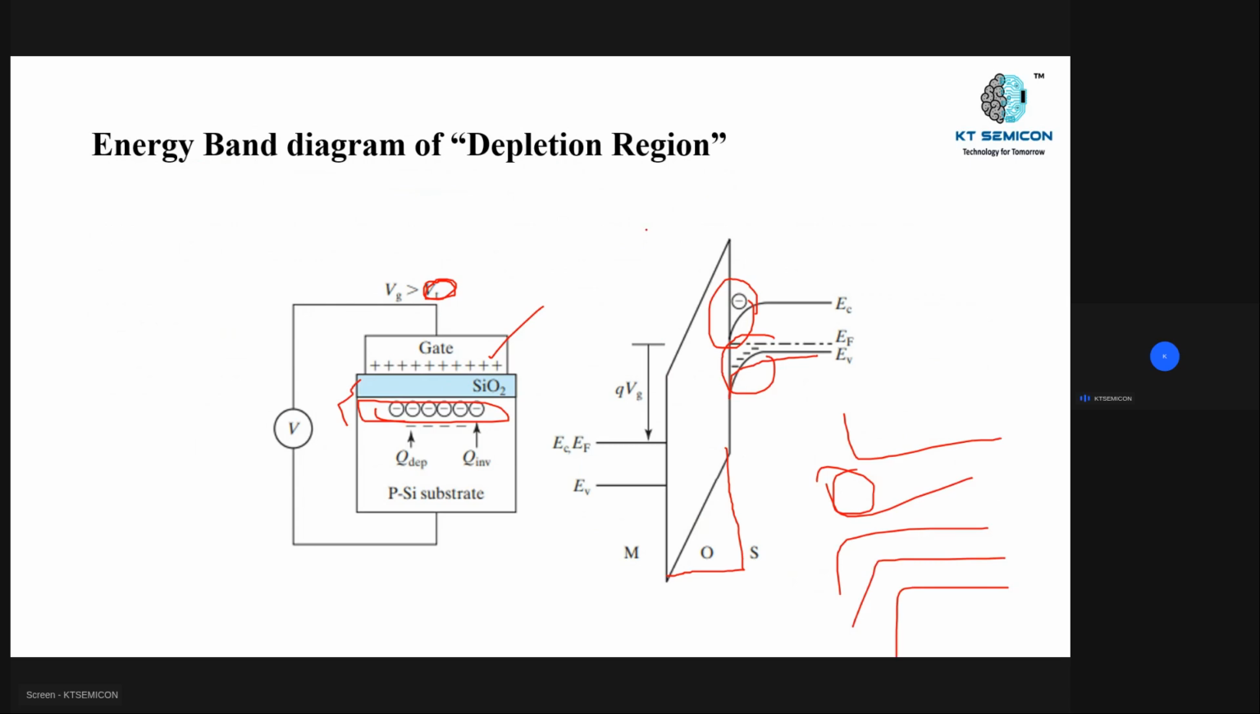Now my electric field is in the direction towards the substrate, because it goes from positive to negative, right? So my electric field is in the direction from gate to substrate, positive to negative. That's why we have less at the metal and more at the gate. So this is the energy band diagram of a depletion region.